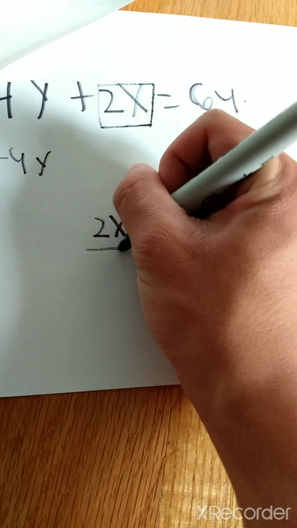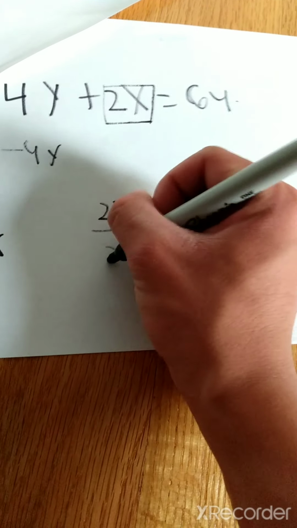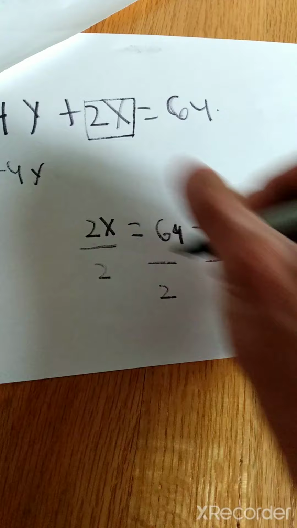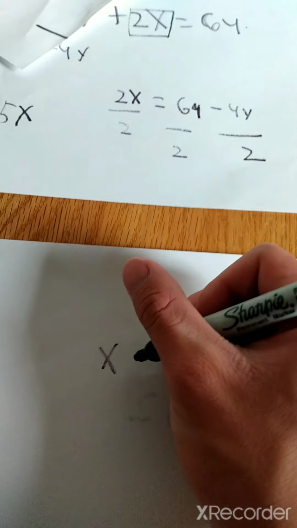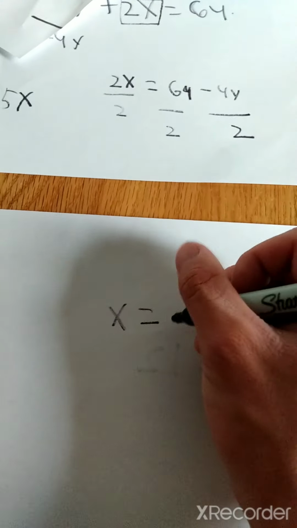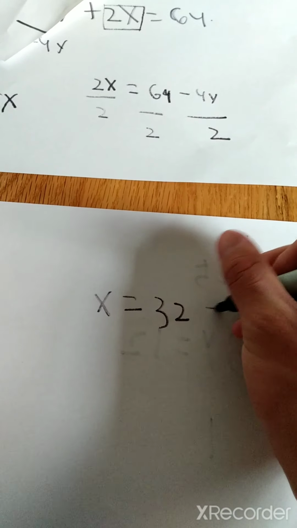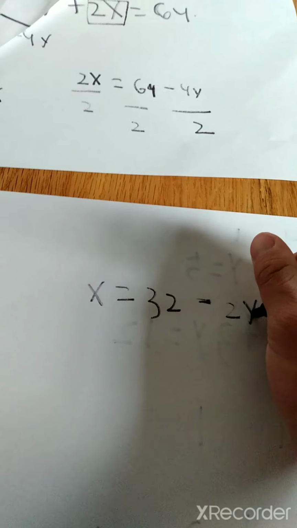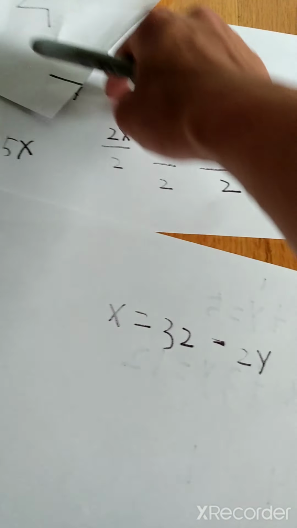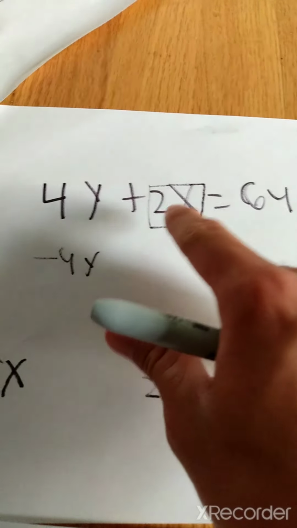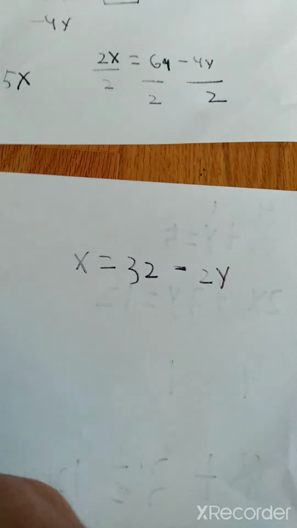So by doing that, we're going to have to divide everything by 2. Yeah, literally, everything by 2. Because if we divide by 2, we'll get x alone. When we get x alone, we get x equals 64 divided by 2 is 32. Then negative 4y divided by 2, that's going to be negative 2y. This is another way we can rewrite this when the variable has a coefficient in front of it. This is the same as rewriting it as this.